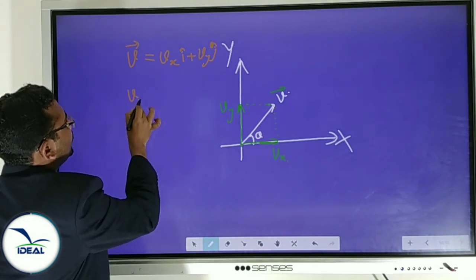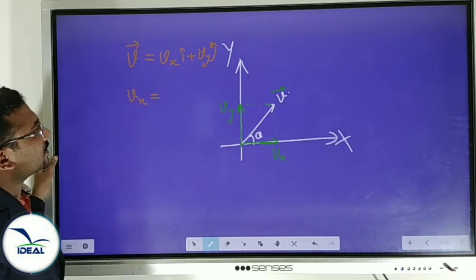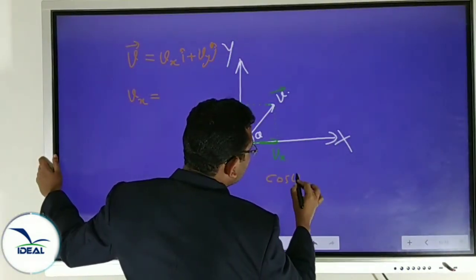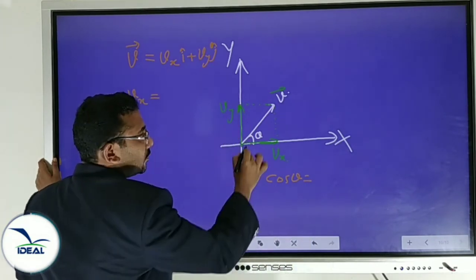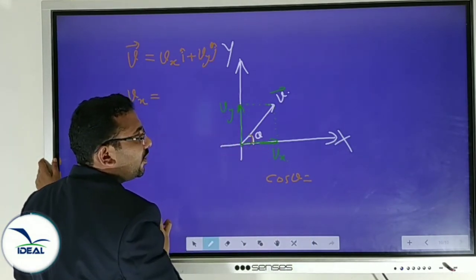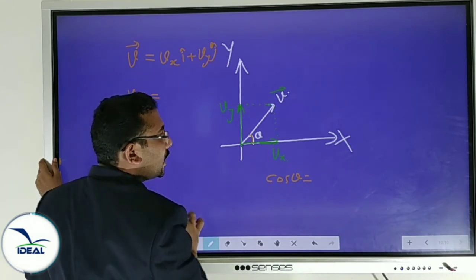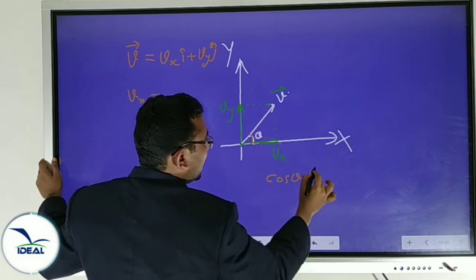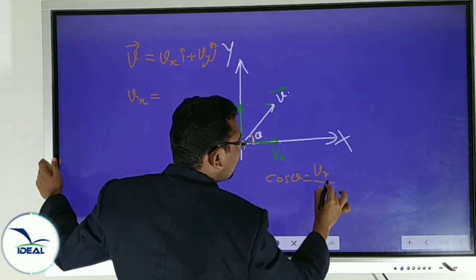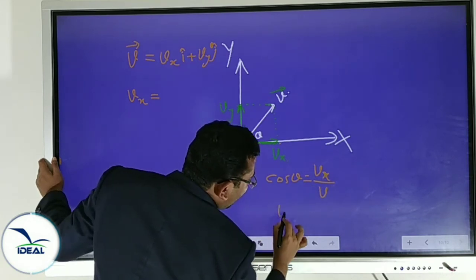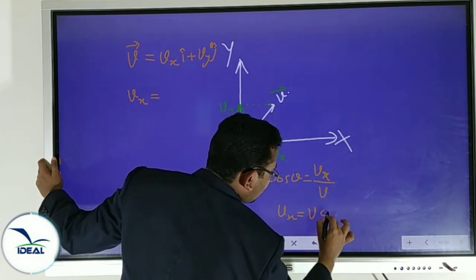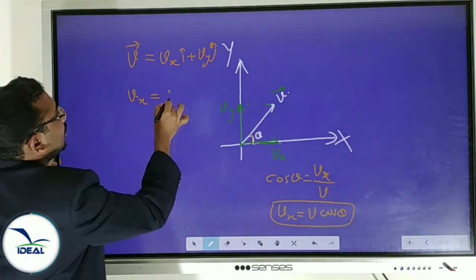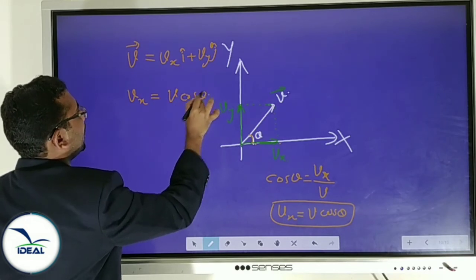How to find vx? Take cos theta. Theta is the angle between v and vx. Cos theta equals adjacent side by hypotenuse. Adjacent side is vx, hypotenuse is v. Then vx equals v cos theta.